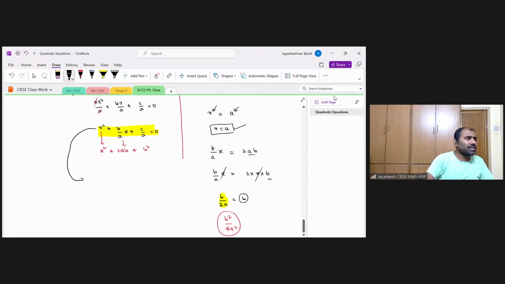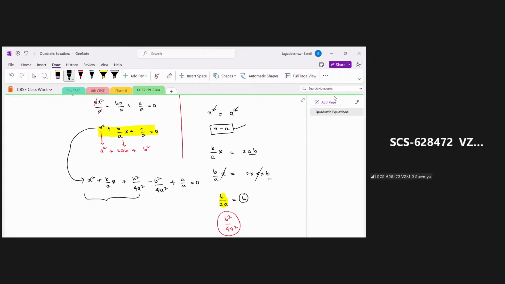This last step, once again, rewrite it as x square plus b by a x, so a square plus 2ab over, plus b square we need. B square is how much? It is b square by 4a square, which is added extra, separately. So we will subtract the same thing again, plus c by a as it is, equal to 0. So hope you all understood this step.